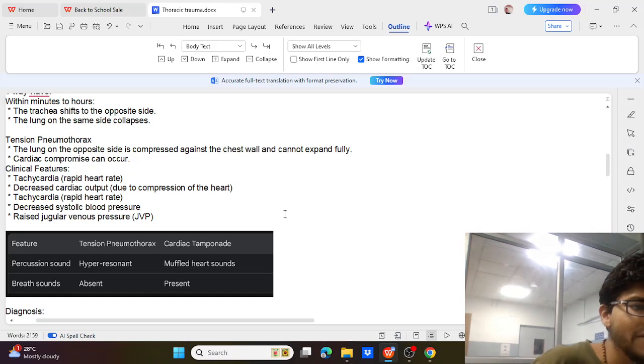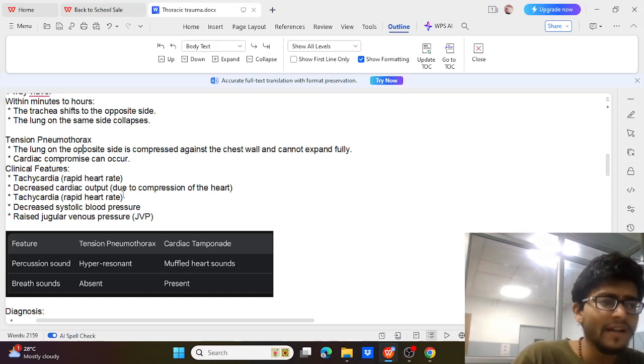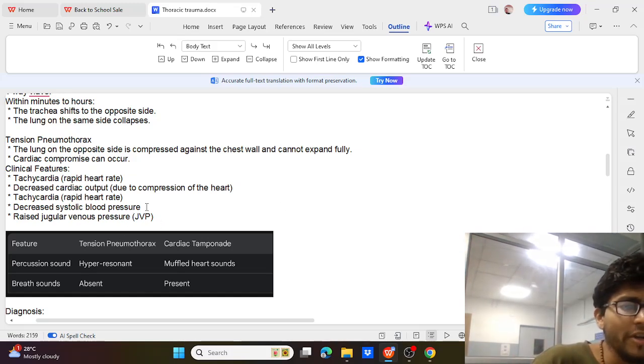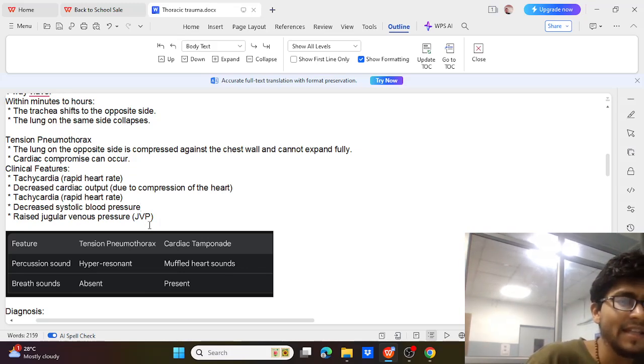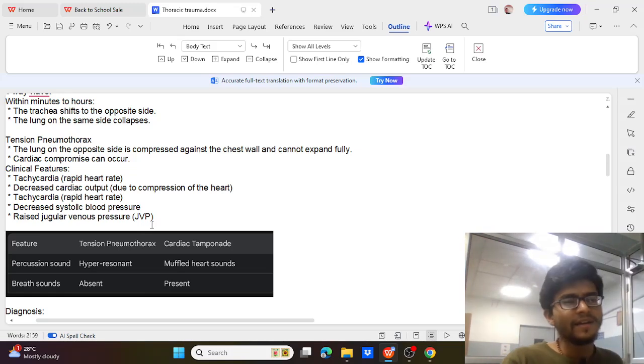So what are the clinical features? Tachycardia, rapid heart rate, it could be more than 100, decreased cardiac output due to compression of the heart. So cardiac output decrease होगा तो BP, pulse volume कम होगा. We can see that there will be weak pulses. We can feel the pulses, low volume pulses, weak pulses. Then systolic blood pressure will be low, it could be 90, it could be 80. Raised JVP, which we can see in the neck.